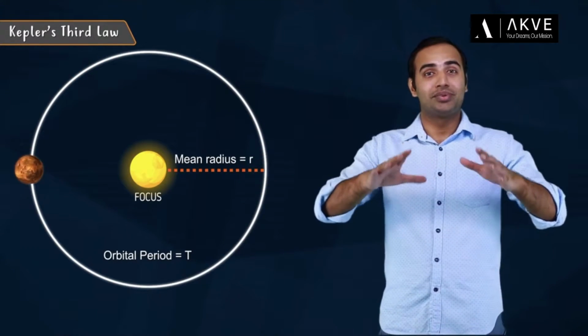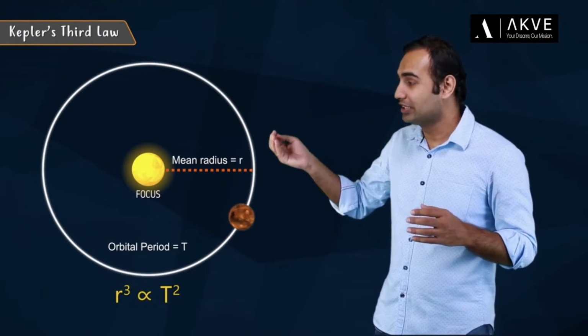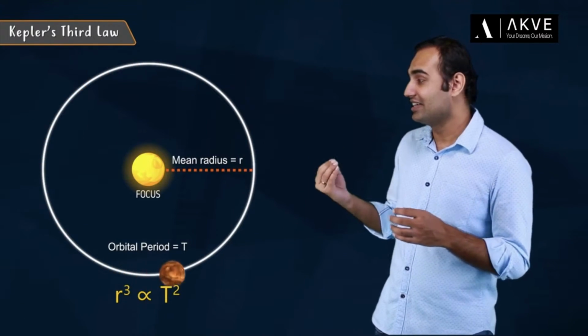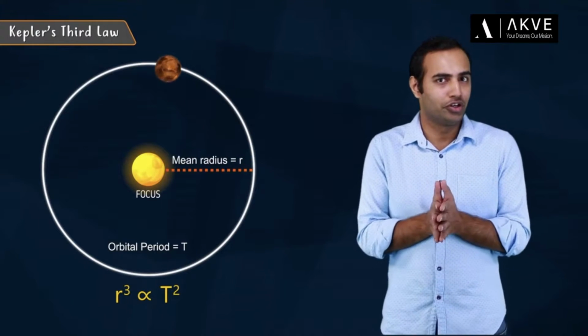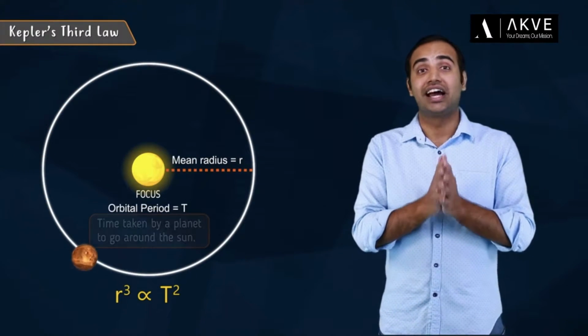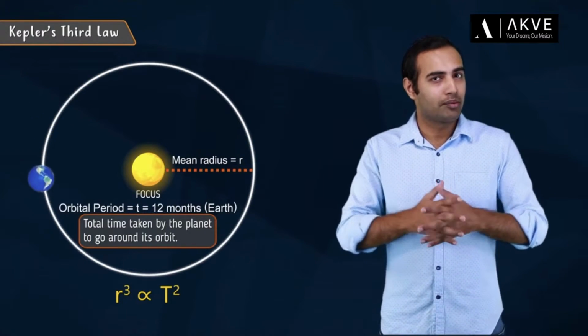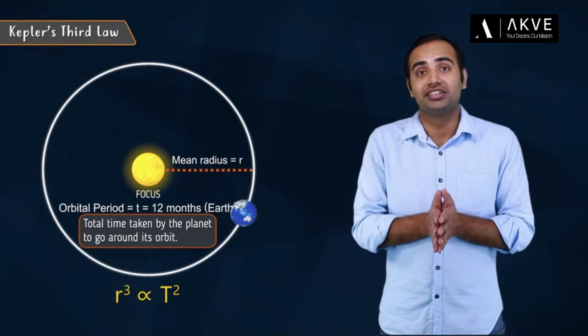Now, according to Kepler's third law, r cubed is proportional to t squared, where r is the mean radius and t is the orbital period. Of course, orbital period is the time taken by a planet to complete one revolution around the sun. For our planet Earth, the orbital period is equal to 12 months. So guys, as far as the 3 laws of planetary motion are concerned, we are done here.